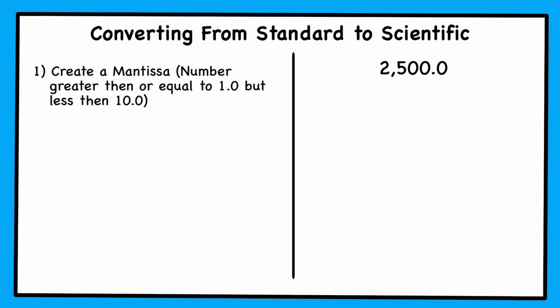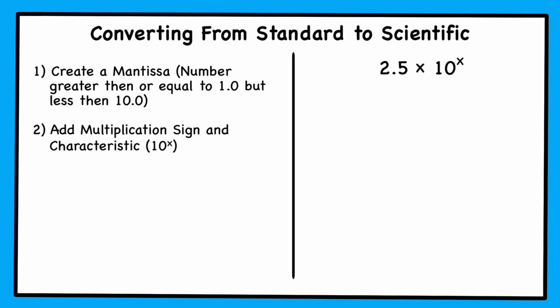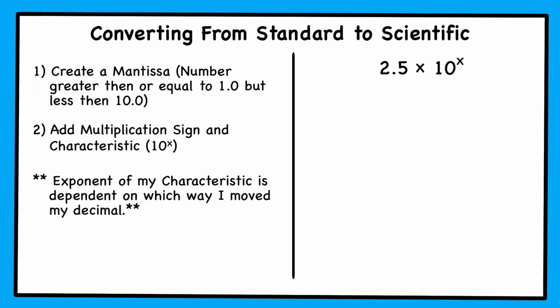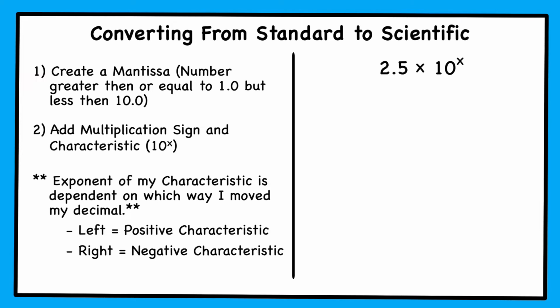Remember, a mantissa is greater than or equal to 1.0 and less than 10.0. So, in this case, I'm going to have to move my decimal place 3 places to the left to make a mantissa of 2.500 or 2.5. Next, I add my multiplication sign and my characteristic. The exponent of my characteristic is dependent on which way I move my decimal and how many places I moved it. If we move the decimal to the left, our characteristic's exponent is positive. And if we move our decimal to the right, the exponent of our characteristic is going to be negative.